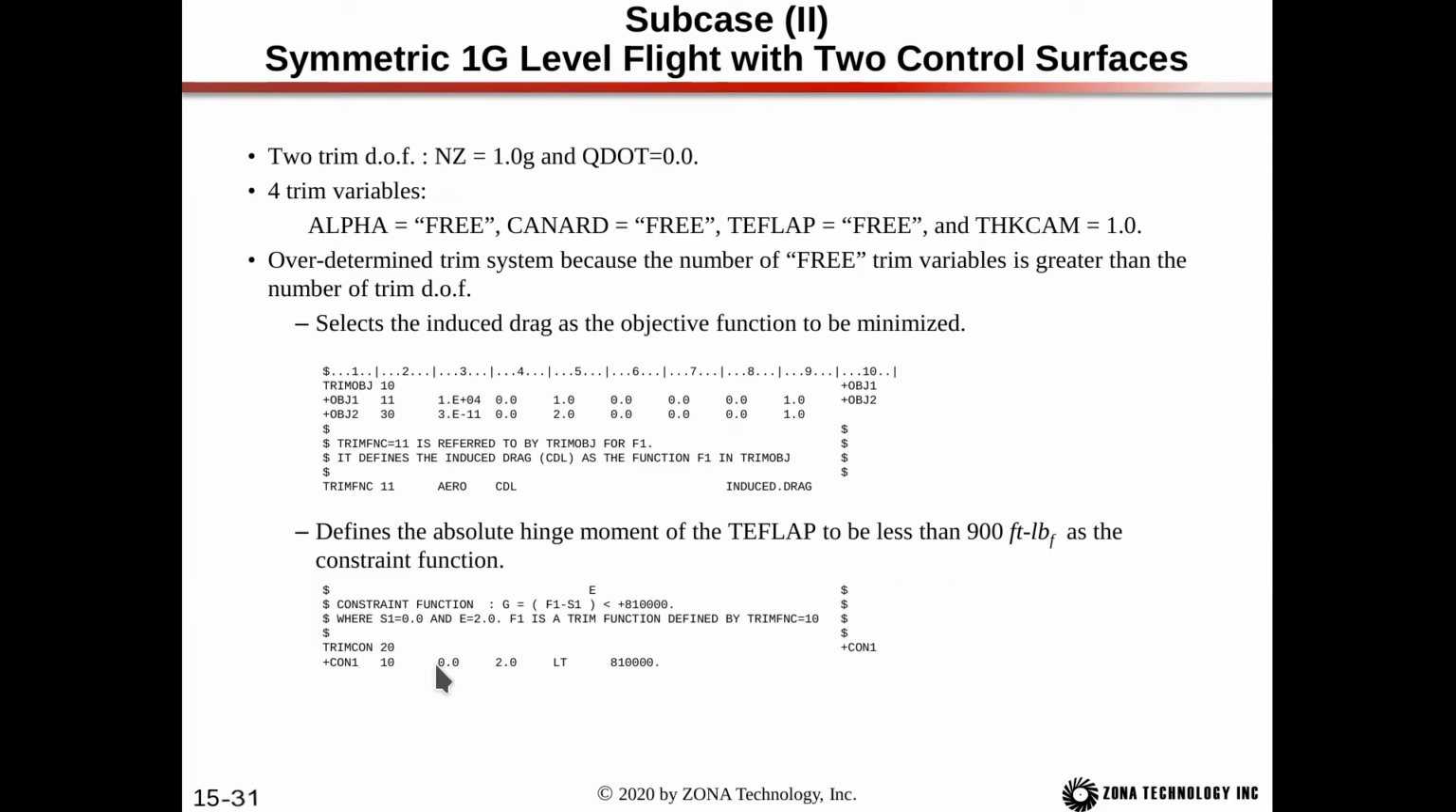So if we take the hinge moment of the trailing edge flap and square it, it needs to be less than 810,000. So that this 2 here means we're squaring that trim function, and then we need it to be less than 810,000.